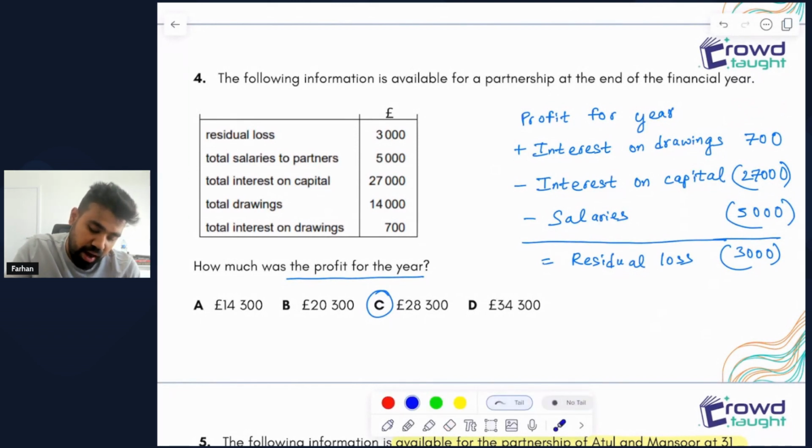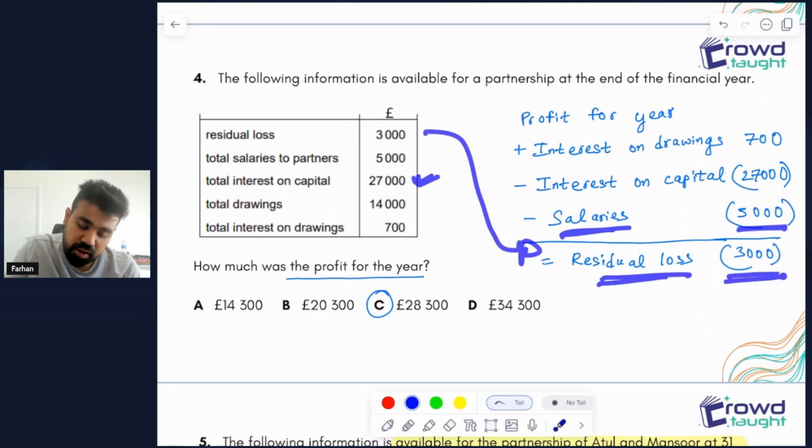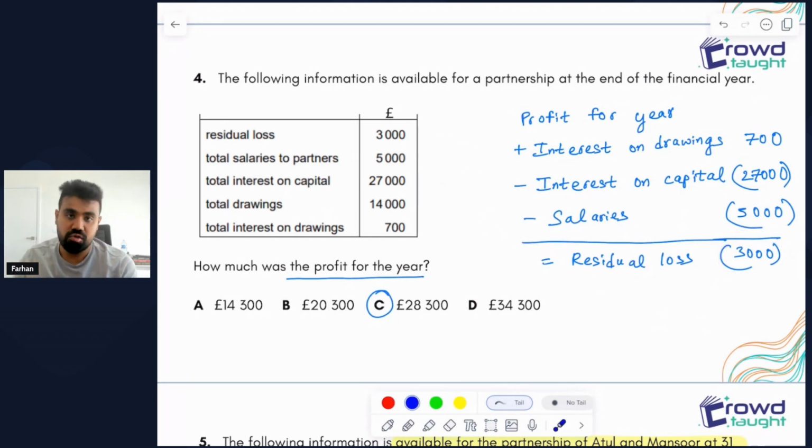What we have done is added the interest and drawings of 700, and then we have subtracted the interest and capital of 27,000 pounds based on the information that's given here, and then we subtracted salaries of 5,000 pounds, and the residual loss, which is the remaining amount, is 3,000. And you see I have used this as a negative because this is a loss that the question has explicitly mentioned. If you had just written 3,000 rather than minus 3,000, then you would be making a mistake in your exam. So be very careful with what you're doing.